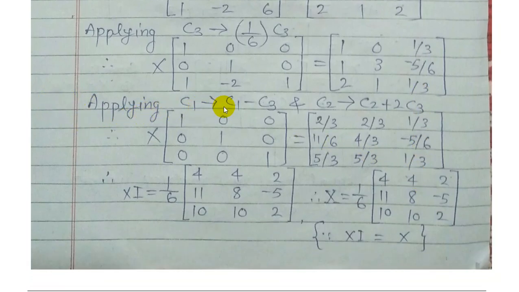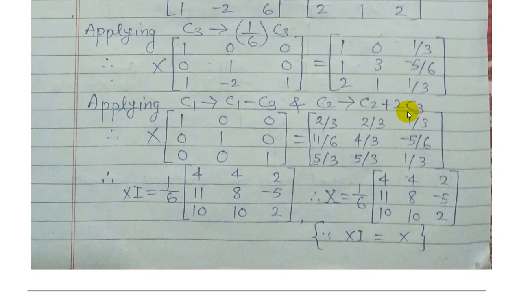Now applying C1 changes to C1 minus C3, column 1 minus column 3, and then C2 changes to C2 plus 2 times C3. So we get X into first 1 0 0, here 0 1 0, and here 0 0 1. After that, on the right hand side, C1 changes to C1 minus C3. So 1 minus 1 by 3 becomes 2 by 3. 1 minus of minus, plus 5 by 6, that is 11 by 6, and here 2 minus 1 by 3 is 5 by 3. C2 plus 2 C3 are these two columns: 0 plus 2 into 1 upon 3 is 2 upon 3.